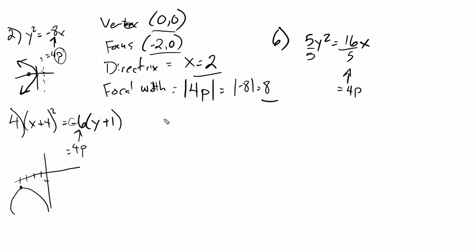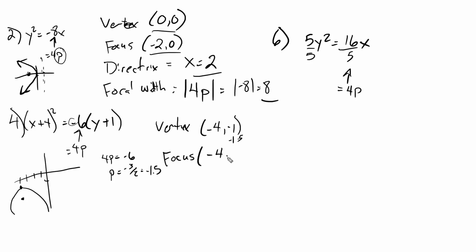Okay, so vertex is negative 4, negative 1. And that means the focus is somewhere below this value, so I'm going to take away from the y value. So if 4p is equal to negative 6, p is equal to negative 3/2 or negative 1.5. So I'm going to take away 1.5 from this. Focus is going to be negative 4, negative 2.5.